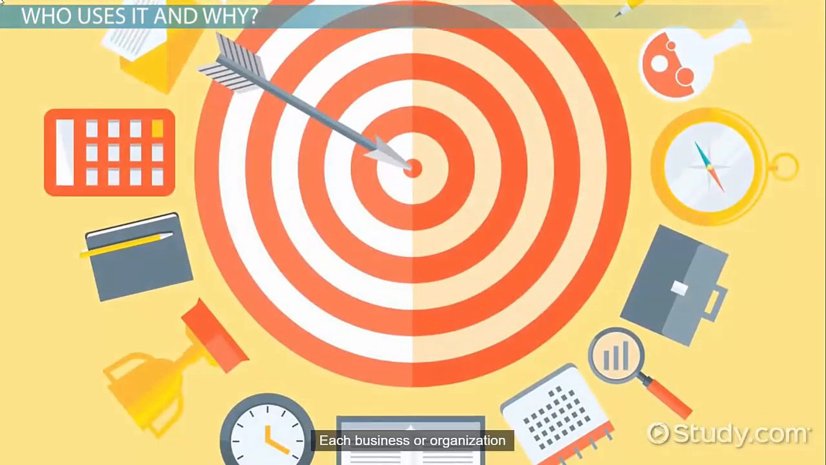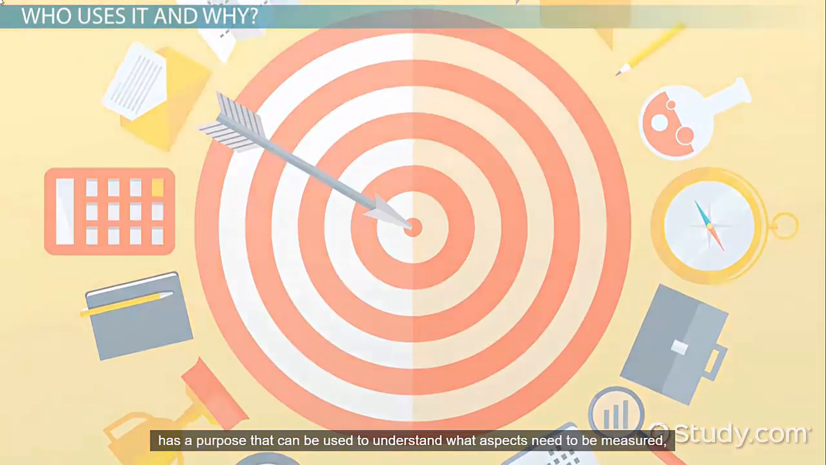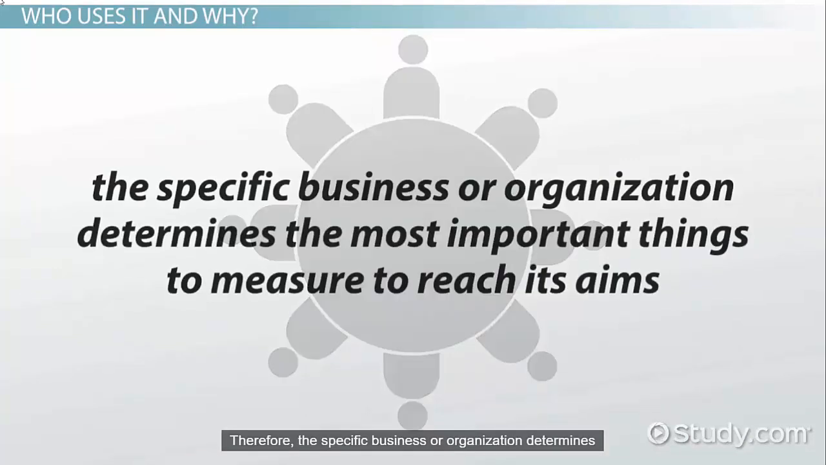Each business or organization has a purpose that can be used to understand what aspects need to be measured, and there are many different points of view that can be measured. Therefore, the specific business or organization determines the most important things to measure to reach its aims.